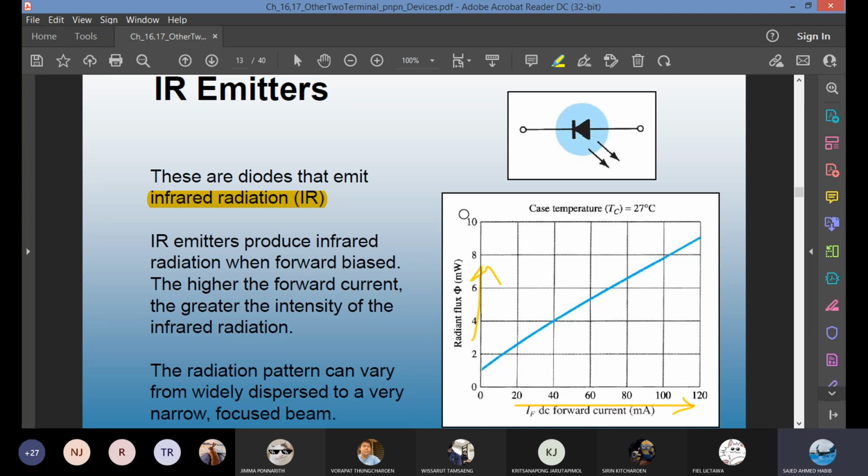Flux is given by B A cosine phi, I think. B is the magnetic field in Tesla. A is the area where the magnetic field works. So it is Weber. The more forward current, the more radiant flux, meaning the more infrared radiation. The infrared radiation can have different types of pattern. If you have a very focused beam, the beam goes like a straight line. If you have a scattered one, the beam is scattered like this.